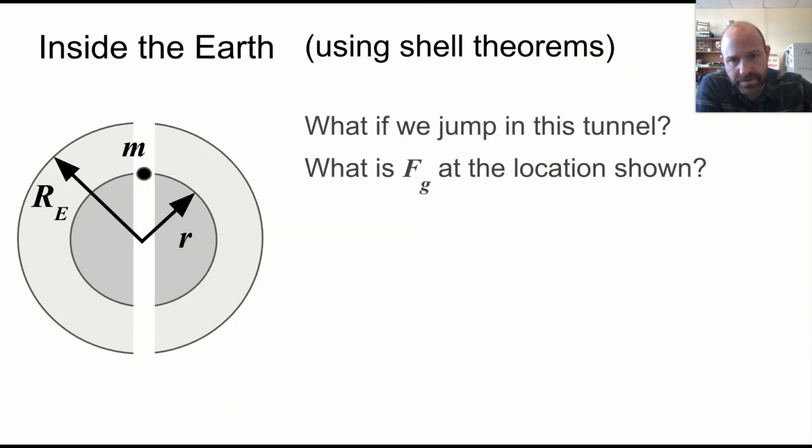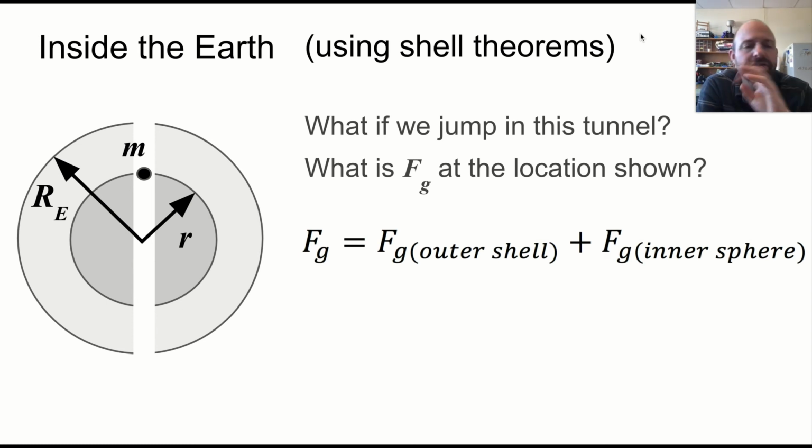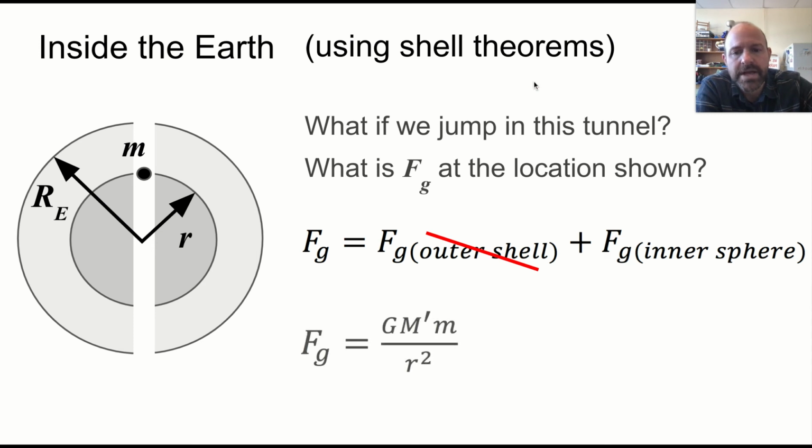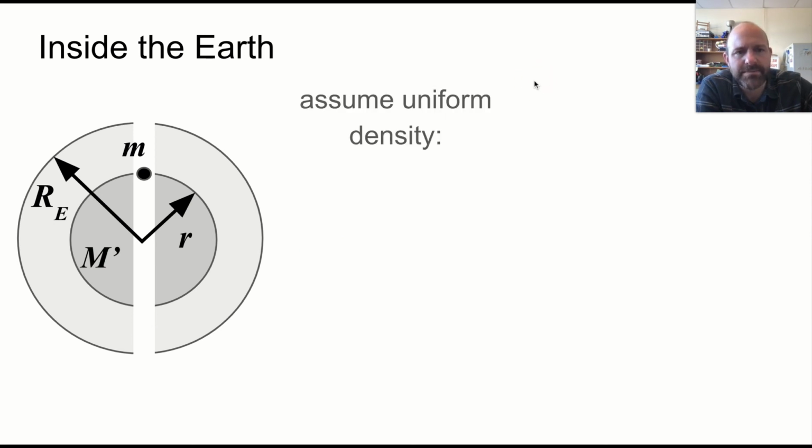Inside the Earth, using shell theorems, what if we were to just jump in this tunnel? This is a question on your questionnaire. What's the force of gravity as a function of your distance from the center? That's really the important thing. We kind of have 2 shells: the inner sphere, the thing you're still above, and the stuff that's now above you as you tunnel down. The stuff that's above you doesn't matter, as we've learned from shell theorems. And the stuff that's inside depends on how much mass is below you. So we need to think about, what is this mass prime?